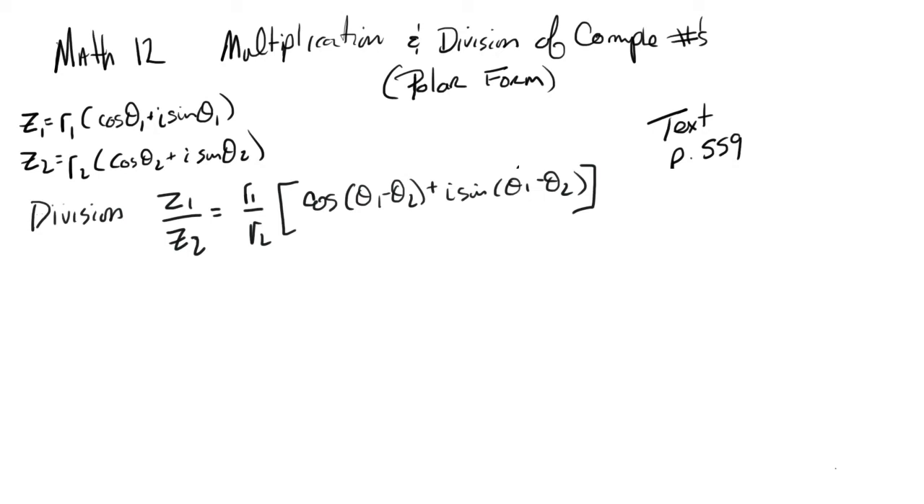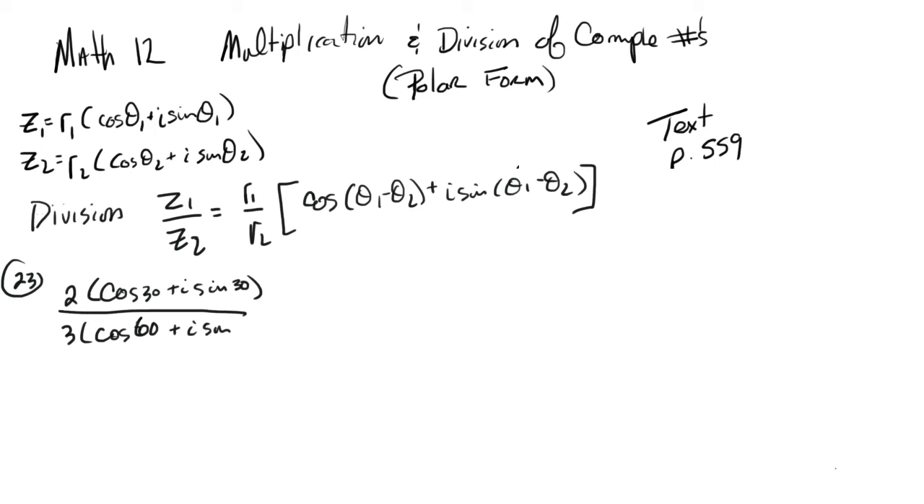So once again, same page, page 559, and let's try two problems. So 23. What does it say? 2 times cosine 30 plus I sine 30. And the real way you should say that would be 2 times the quantity, cosine 30 plus I sine 30, over 3 times the quantity, cosine 60 plus I sine 60.